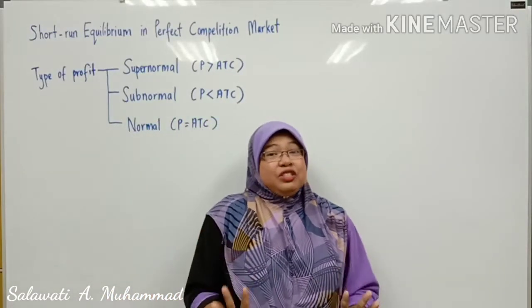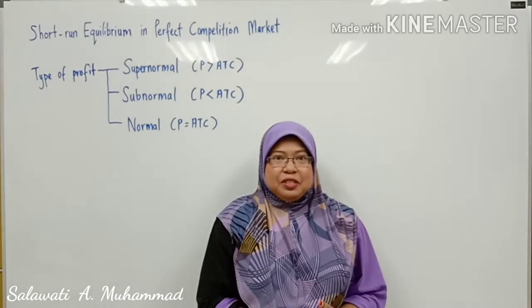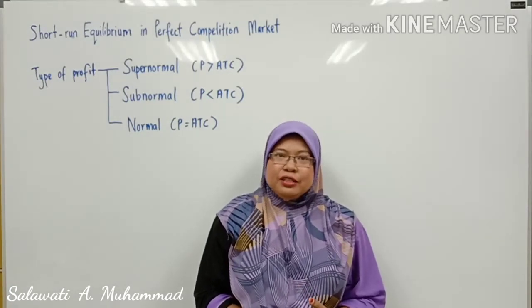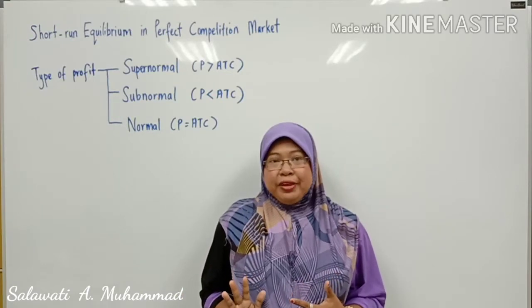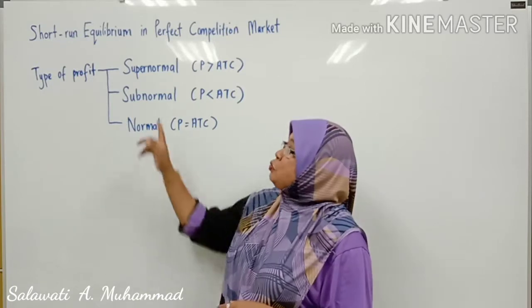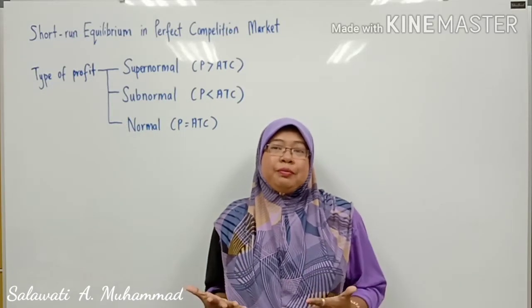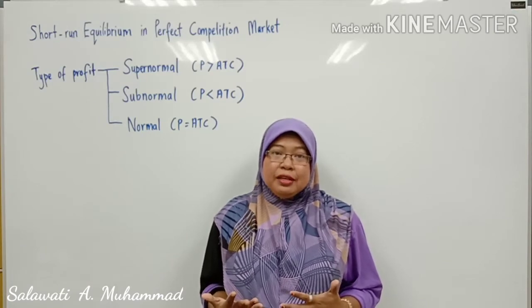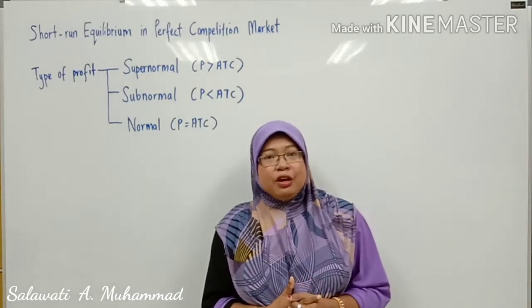Okay, today we will talk about short-run equilibrium in perfect competition market. So in this subtopic, we will learn about profit. We have three types of profit. The first one is supernormal profit, meaning the firm earns profit. It happens when price is greater than average total cost.